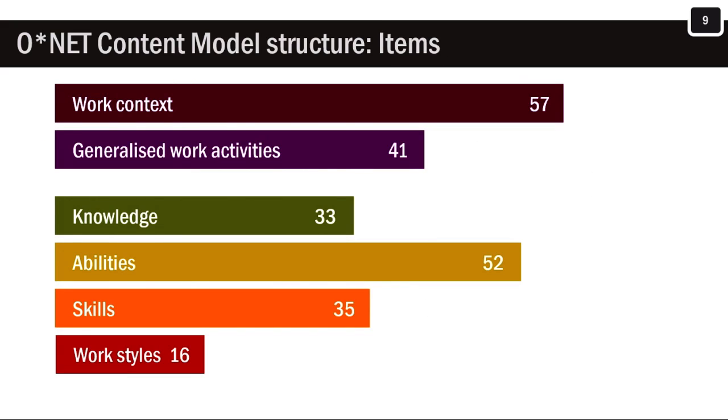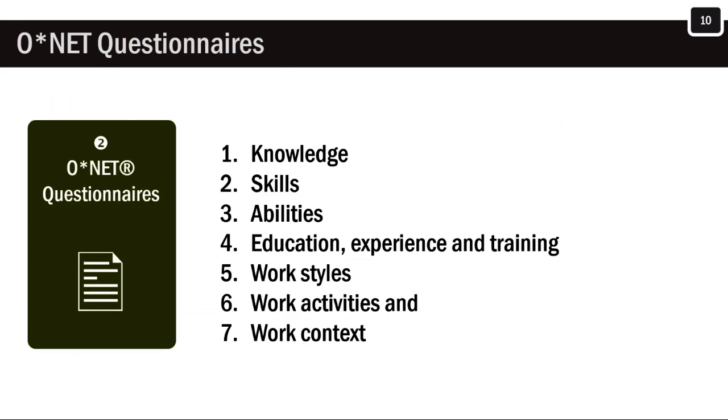Altogether, there's a massive number of items that ONET uses to describe an occupation. 57 different descriptors for work context, 41 descriptors for work activities, 33 dimensions for knowledge, 52 items to cover abilities, 35 types of skills, and 16 categories of work styles. We will see shortly some examples of these items when we take a look at the ONET questionnaires. So, on to the ONET questionnaires. ONET questionnaires are just that, data collection instruments that include questions and scales for responses to these questions.